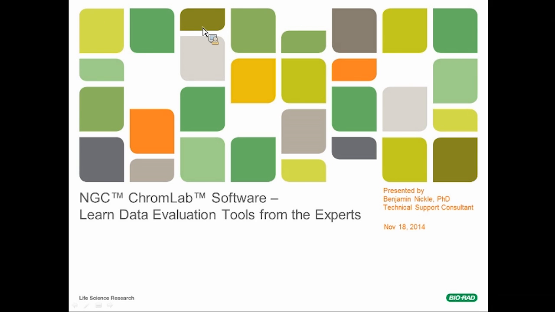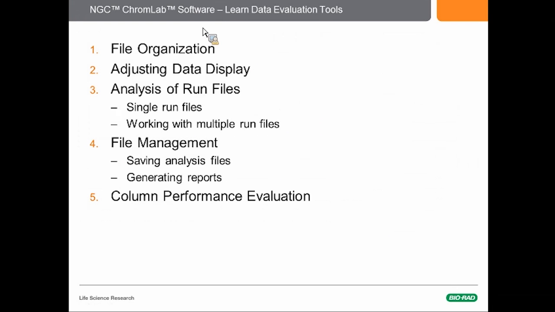Today's presentation is going to cover the following topics. ChromLab file organization is where we're going to start, and then we'll move into working with the ChromLab evaluation tools to adjust the display of your data. We'll talk about the analysis of run files, starting with a single run file and then moving into a comparison of multiple run files. We'll have a discussion about saving the analysis files you may generate, as well as producing analysis reports for any analysis you do. And finally, we'll conclude with a discussion on the column performance evaluation tools.